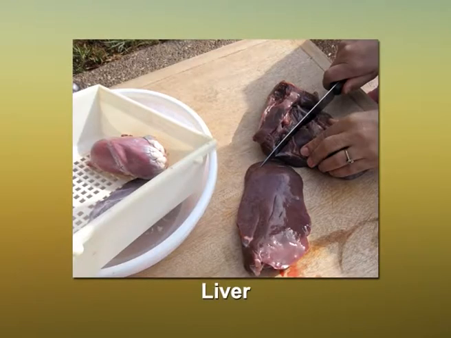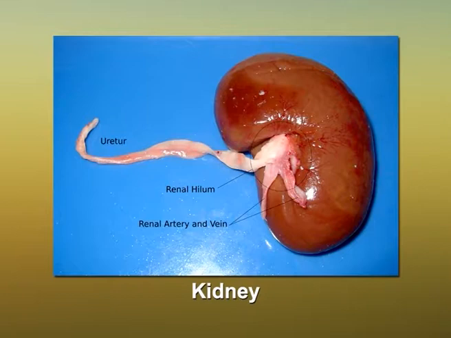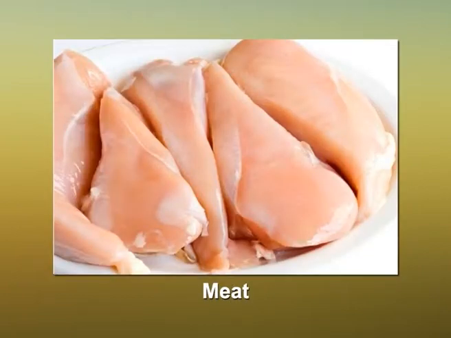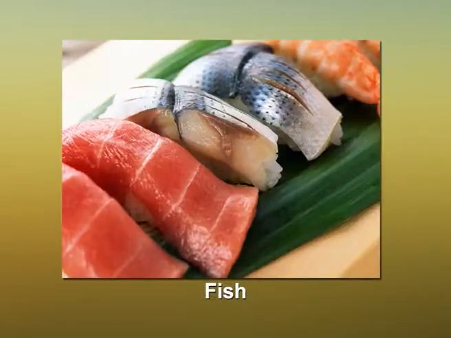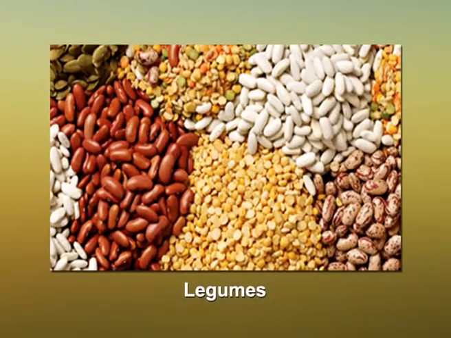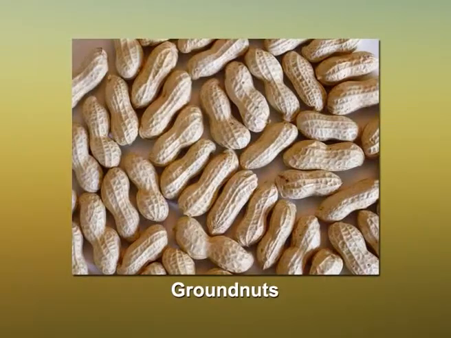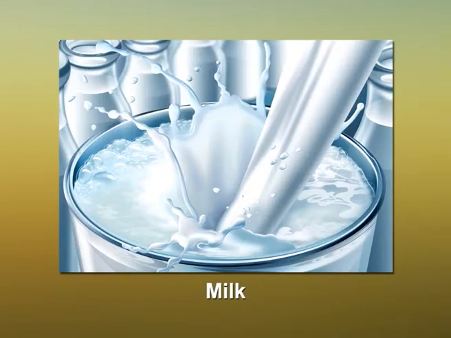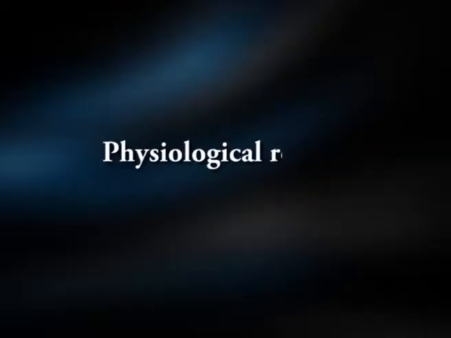The rich sources of vitamin B3 are liver, kidney, meat, poultry, fish, legumes, and groundnuts. Milk is a poor source, but its proteins are rich in tryptophan, which is converted in the body into niacin. In cereals, it occurs in bound form, so it is usually unavailable. Physiological role of vitamin B3.